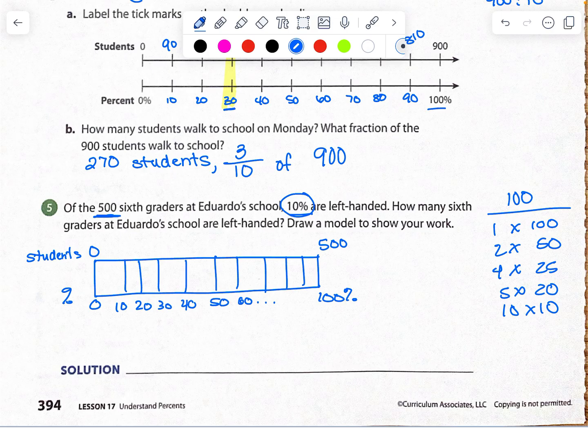I only have to get to 10%, so I'm going to save us some time and not draw the rest of that. So how do we figure out what goes at the top? This is 500 divided into 10 sections, so you've got to think, what is 500 divided by 10? That's 50. So each one of these is worth 50. And I'm going to continue counting by 50s, but I'm going to stop because, again, I only need to know 10%. 10% of 500 is 50 students.